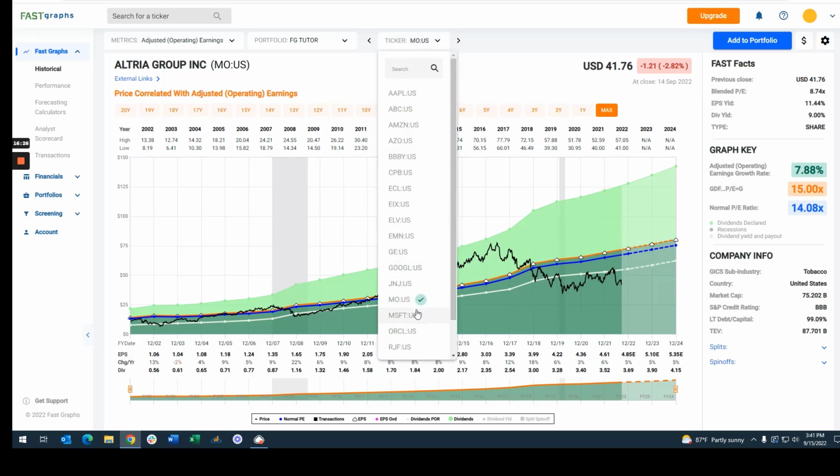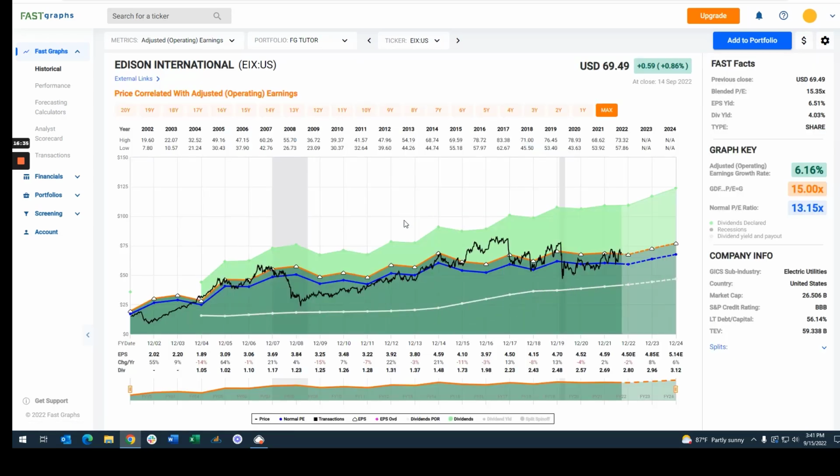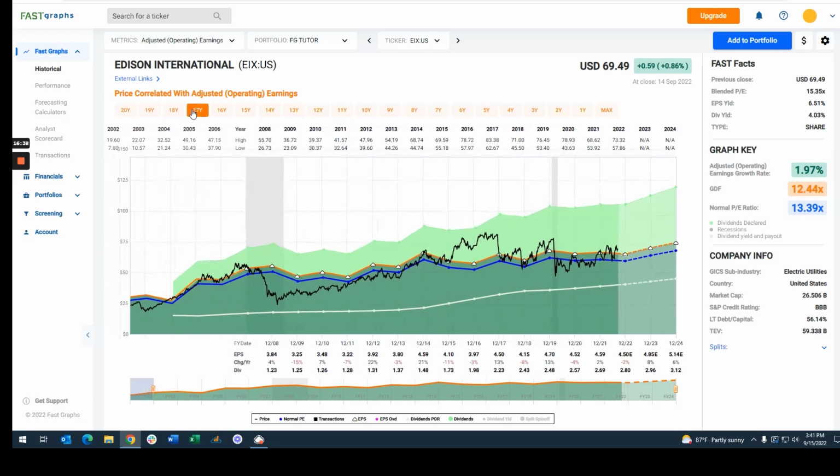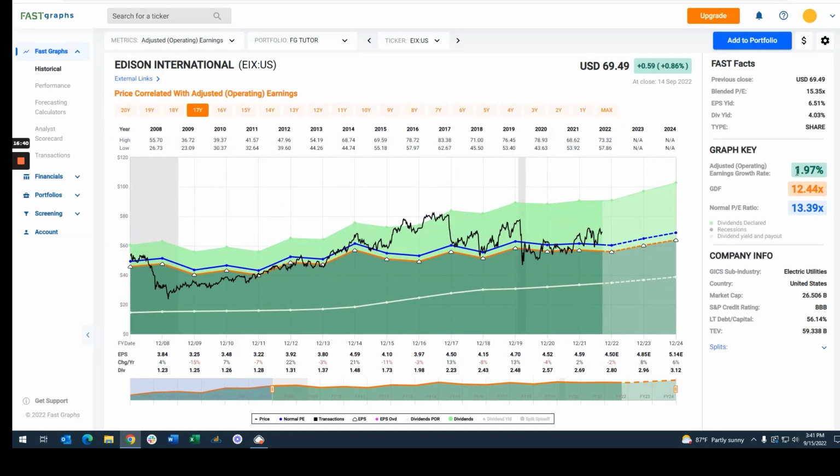Now, again, if I go back into, let's say, a slow growth company like a utility, I'll use Edison International here, which doesn't have much growth. If I shorten the time frame, you can see they've grown about 2% a year. Once again, I'm going to get a decent dividend income here of over 4%, and it's paid out a pretty good portion of its earnings.